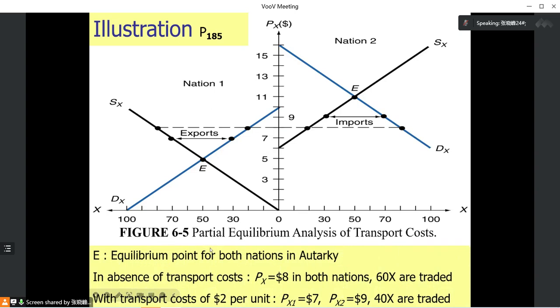Equilibrium points for both countries in autarky. Nation one, that is the E point. This is the demand. Nation two, that is the E point, imports and exports. The absence of transportation costs.